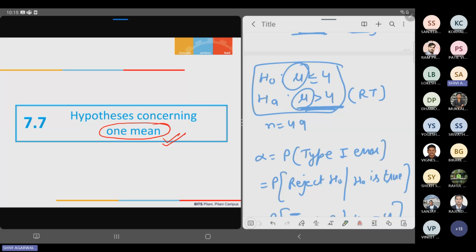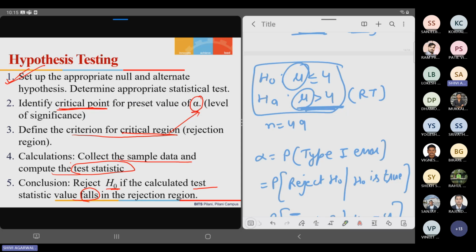Time is almost over, so I will stop here. I will upload the slides for this also, hypothesis testing concerning one mean. We are using these steps, these are the algorithms. In the next class, we will continue with hypothesis testing for one mean, section 7.7. Correct? Any doubt? Any query?